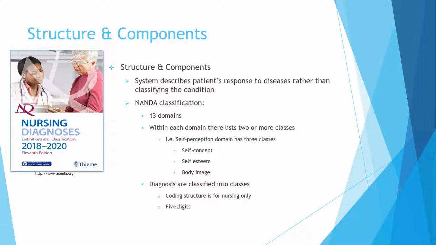Structure and components. The system assists nurses to describe the patient's responses to diseases rather than classifying the condition. The NANDA classification has 13 domains, and within each domain there are 2 or more classes. For instance, in the domain self-perception, there are 3 classes, which are self-concept, self-esteem, and body image. The coding structure is for nursing diagnosis only, consisting of 5 digits.